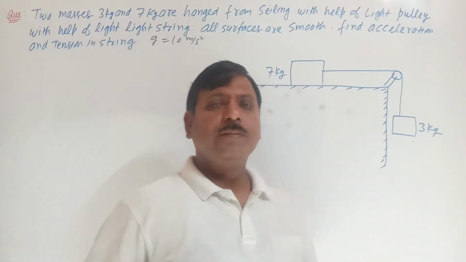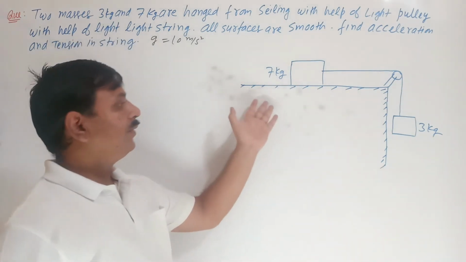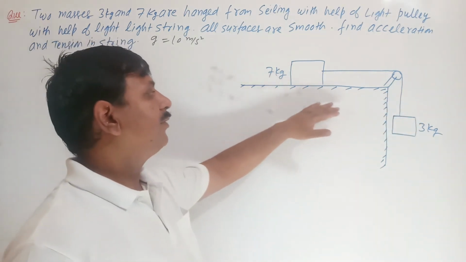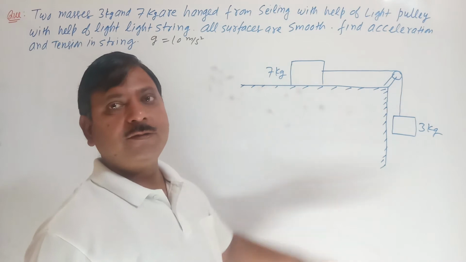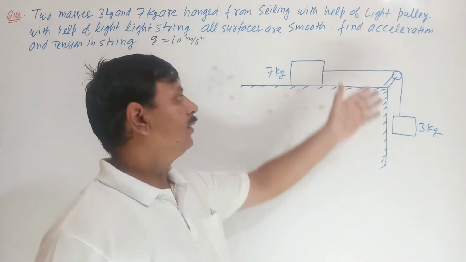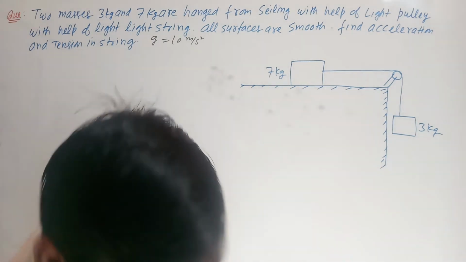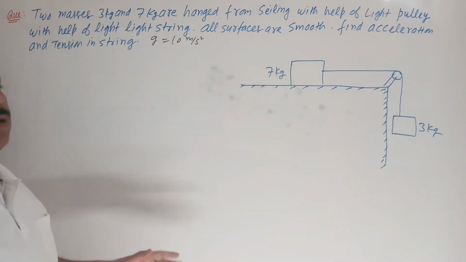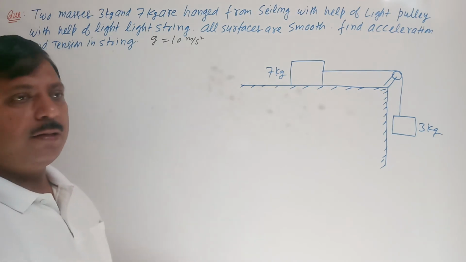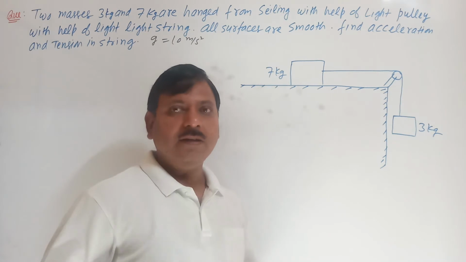See, in this problem, two masses, 7 kg and 3 kg, are suspended from a pulley, but here the 7 kg is put on a smooth horizontal surface, and the 3 kg is hanged with the help of a light string. What will be the acceleration and tension? All surfaces are smooth and a light pulley is there. Okay. So how will we find the acceleration and tension?